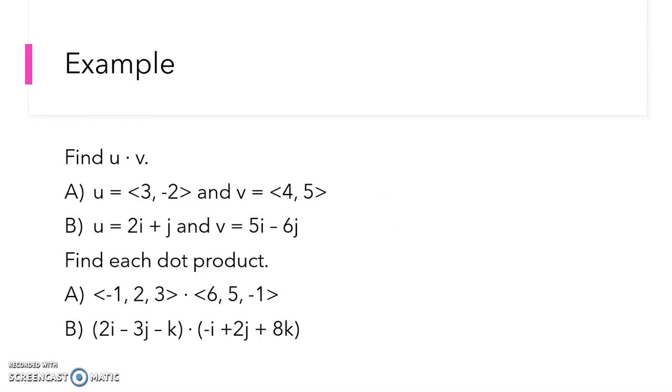In our example, we're given vectors. U is 3, -2, and V is 4, 5. We need to find the dot product of that. In part B, they give it to us in terms of the unit vectors, but we can still do a dot product. And then here in parts A and B, we're doing dot products with 3-dimensional vectors. So pause this video, see if you can find those dot products, and then press play to see if your answers are correct.